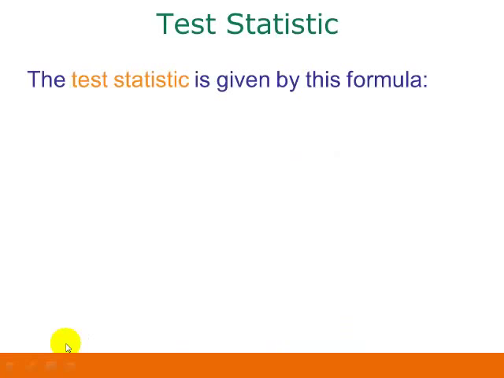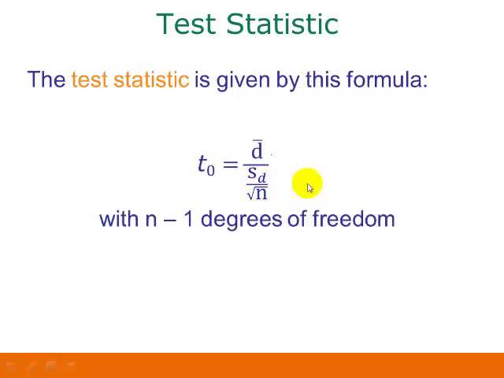Now our test statistic, in this situation, is based on a t-distribution, so it's t sub naught, and this one is going to look a lot like the test statistic we had when we were talking about a single population and testing a mean. So here we're going to have our sample mean of the differences, which is d bar, divided by the standard deviation of the differences over the square root of our sample size. And in this case, since we're using the t-distribution, we need to know the number of degrees of freedom. That's still going to be n minus 1.